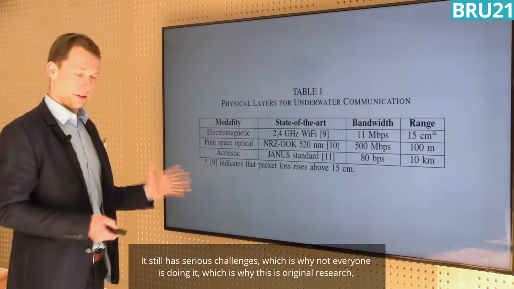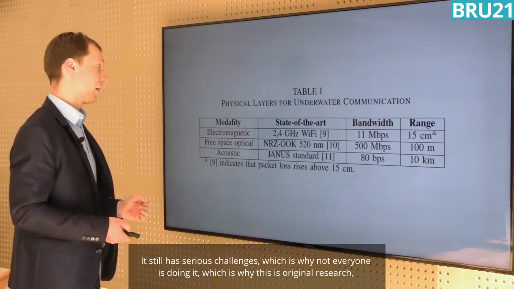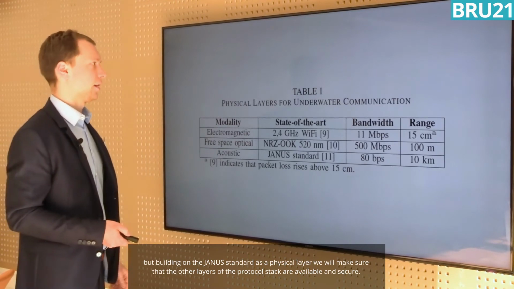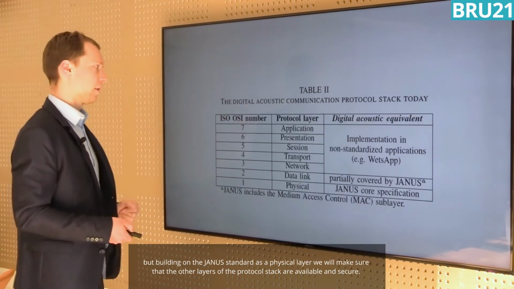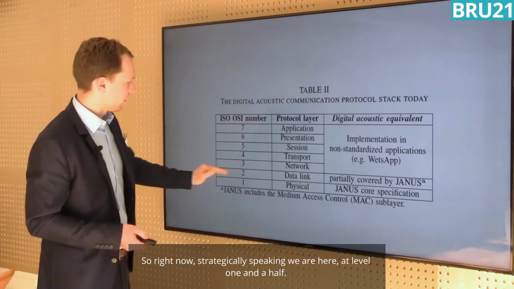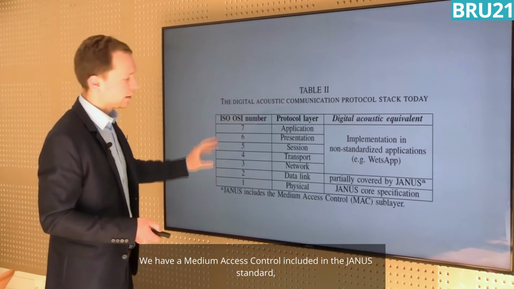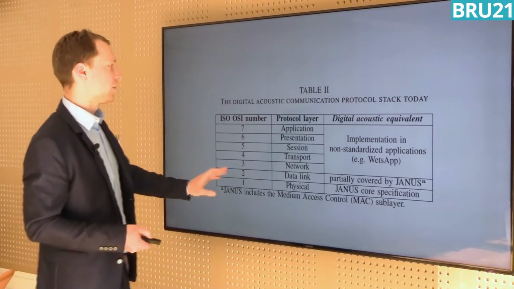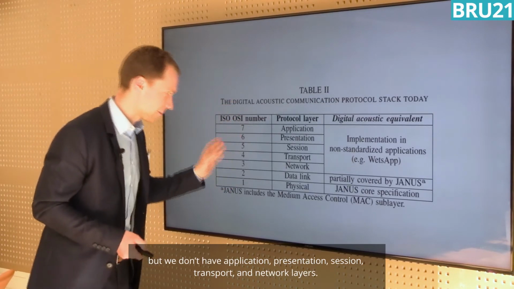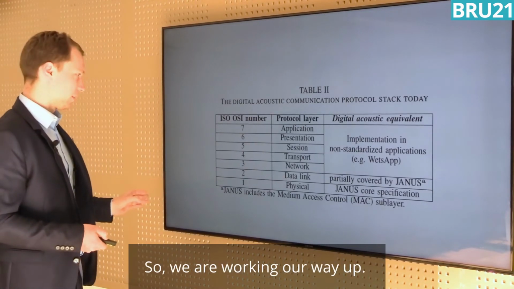It still has serious challenges, which is why not everyone's doing it, which is why this is original research. But building on the Janus standard as a physical layer, we will make sure that the other layers of the protocol stack are available and secure. So right now, strategically speaking, we are here at level 1.5. We have a medium access control included in the Janus standard, but we don't have application, presentation, session, transport, and network layers. So we're working our way up.